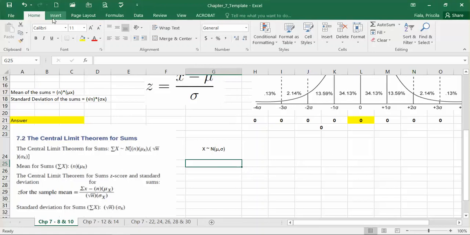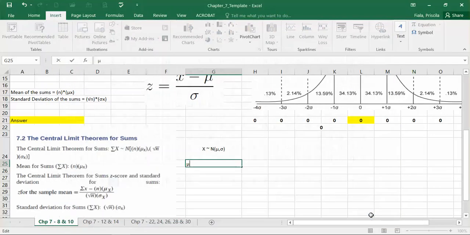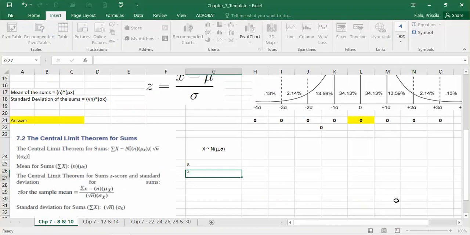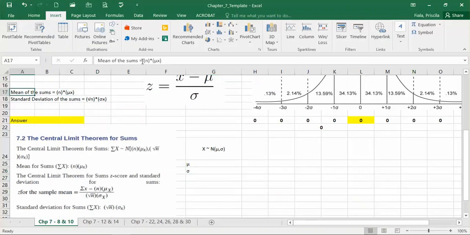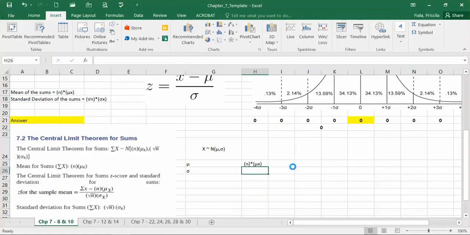So again, mu, let me make sure I put it here, mu, and then standard deviation, so what you're looking at here is this, and then the standard deviation is this. Okay, so right here, the top, and right here, the bottom.